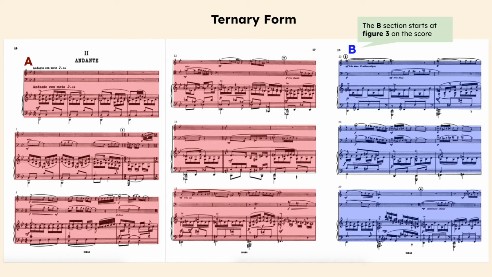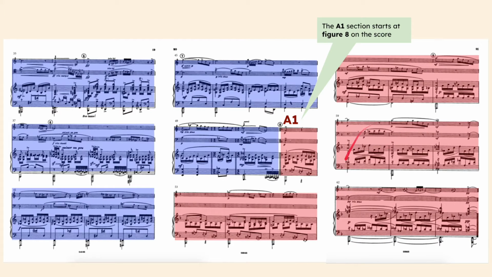If we're going with a more classical approach, we could say that the movement is in ternary form, A-B-A. Bars 1 to 22 would be A, bars 23 to 51 would be B, and then bars 52 to the end would be the second A section.